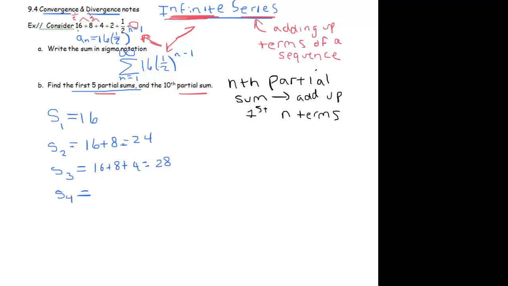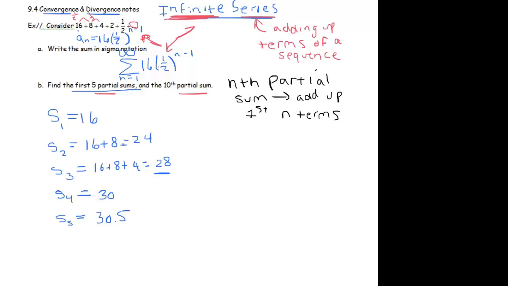The fourth partial sum would be add up the first 4 terms. So I'm not going to write out 16 plus 8 plus 4. I know that I'm going to have to add up 16 plus 8 plus 4 plus that 2. So I'm just going to add the 2 to the previous result to get 30. And my fifth partial sum is just adding a half to this 30, really, when you think about it. So there are the first 5 partial sums.